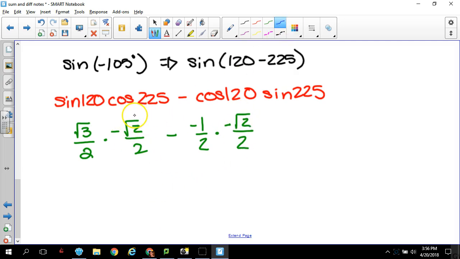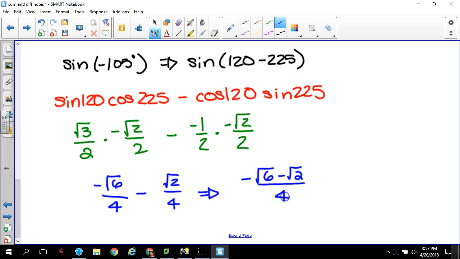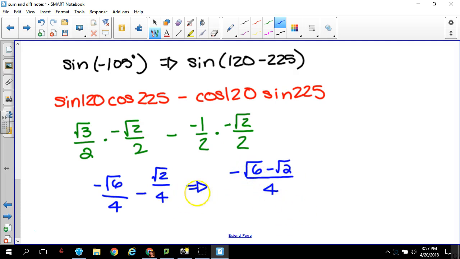So again, just like on the last one, I just need to do the math where I multiply these two fractions together. So I have square root 3 times negative square root 2. That's going to get me negative square root 6. 2 times 2 is 4. I'm bringing down that subtraction sign. Negative 1 times negative square root 2: a negative times a negative makes that positive. So I'm going to have square root 2 over 4. I'm just going to combine those together as negative square root 6 minus square root 2, divided by 4. Okay, and there is my final answer.